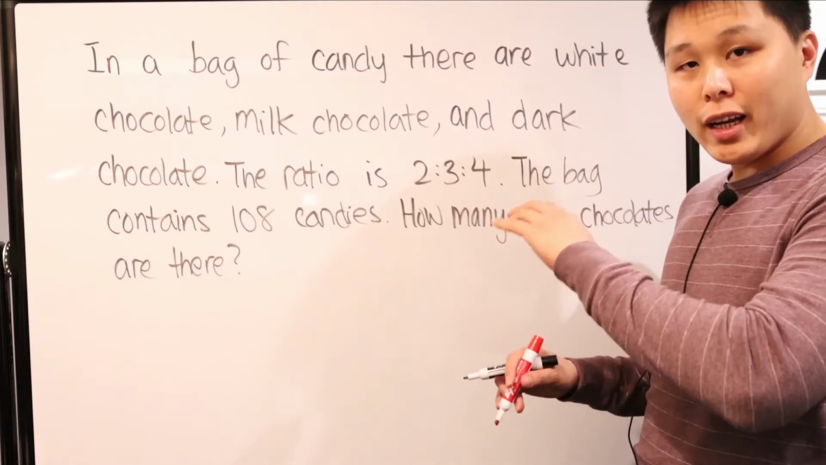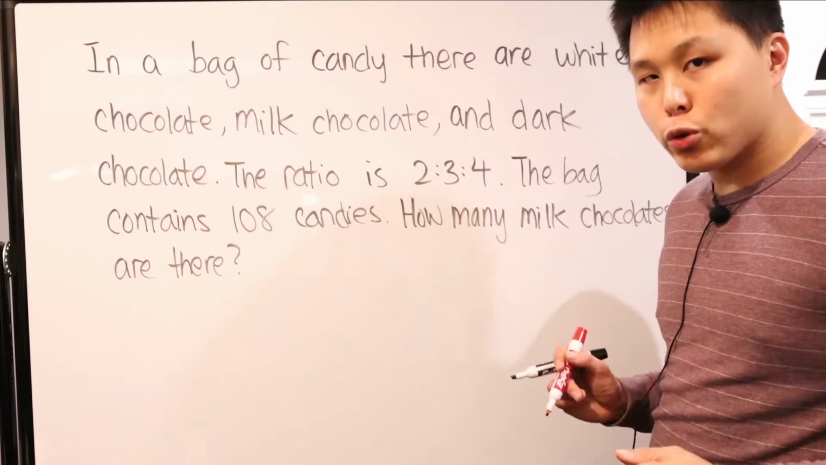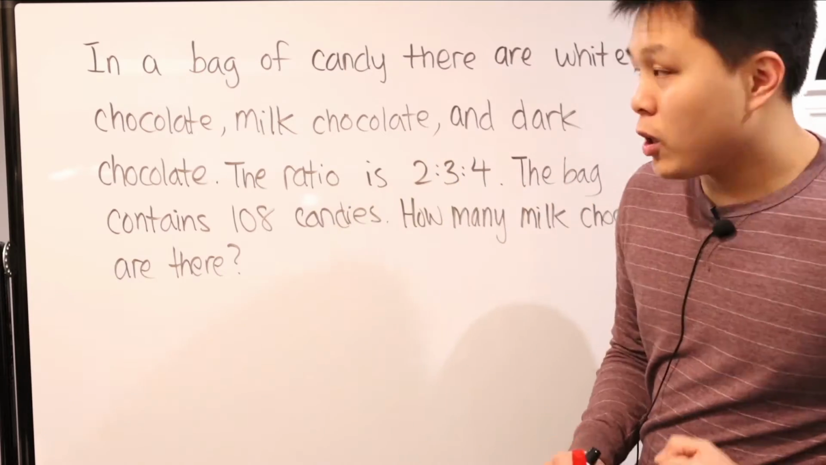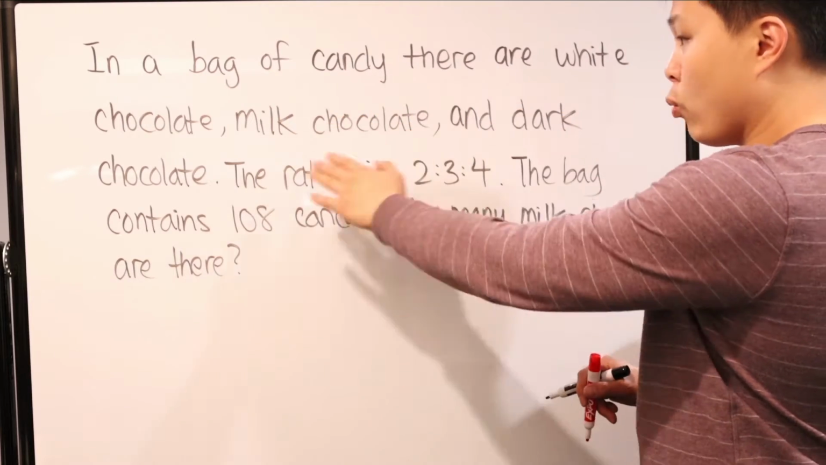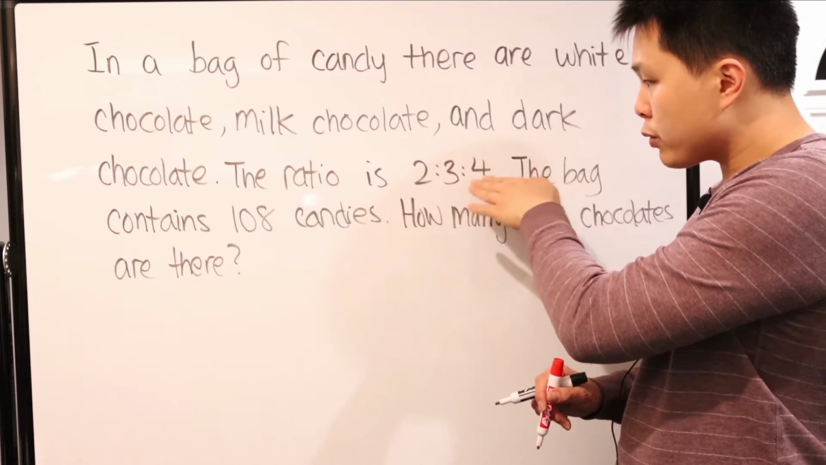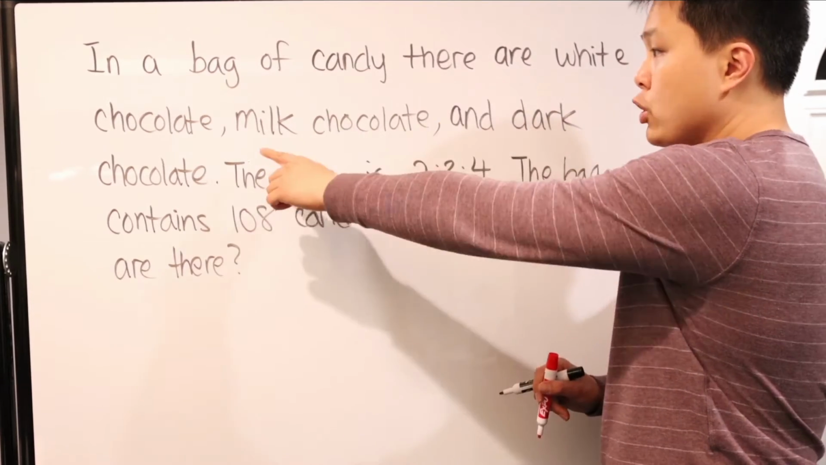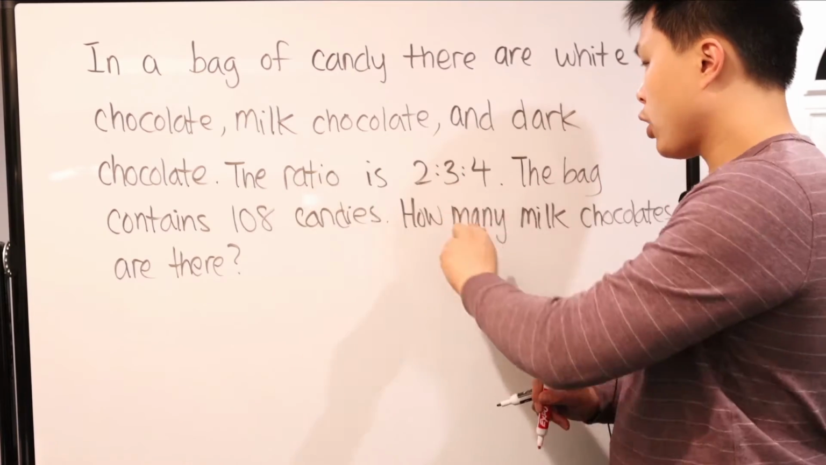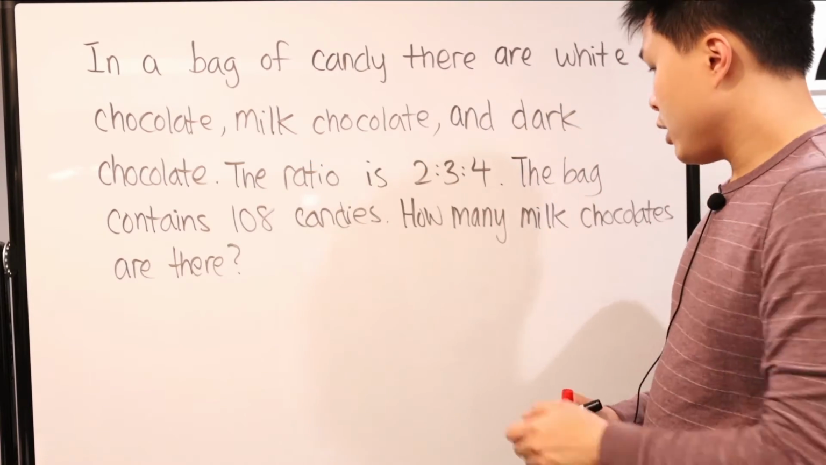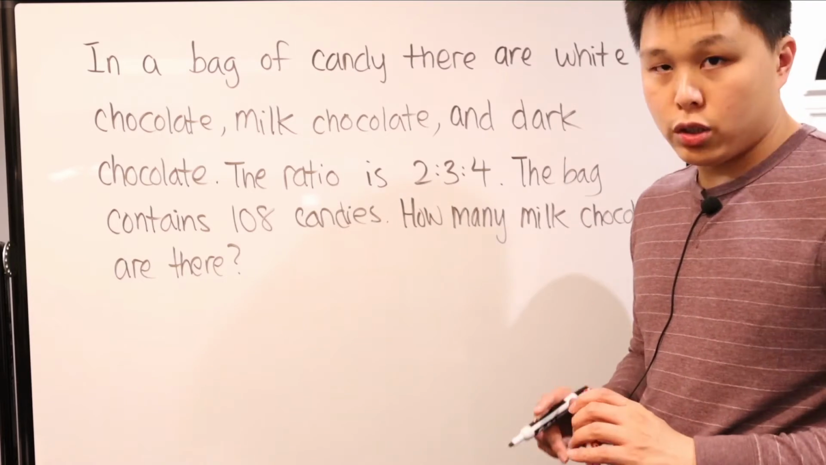Alright, so in the beginning I mentioned that there are certain problems, a special type of problem where you can sort of finagle and reason your way through it. This is one of those problems. In a bag of candy, there are white chocolate, milk chocolate, and dark chocolate. The ratio is 2 to 3 to 4, meaning for every 2 white chocolate, there's going to be 3 milk chocolate and 4 dark chocolate. The bag contains 108 candies. How many milk chocolates are there?